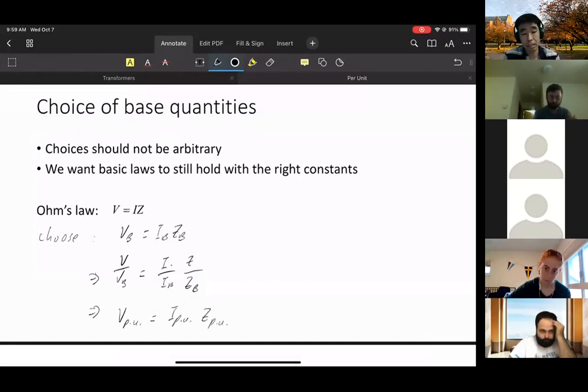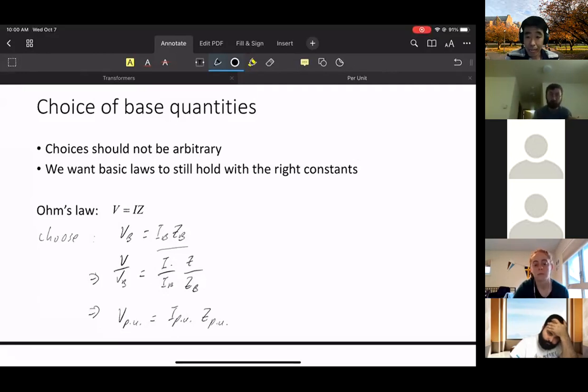Base units should not be chosen arbitrarily because we want the base units to make sense, so we can still apply all the physical laws that we know. So the problem is, if you don't choose the base units like this, if you don't obey this equation, then you don't have Ohm's law anymore. You have weird coefficients coming out in front of Ohm's law. So to make your life simple, choose base units that are consistent, that make sense.